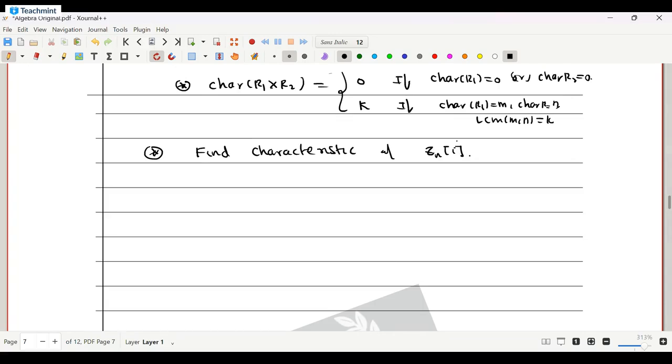Same, sir. Why? 1 belongs to Zn[i], right? So which implies the order of 1. What do the elements of Zn[i] look like? They are a plus b times i such that a and b belong to Zn. So 1 belongs to Zn[i]. What is the order of 1? Since a belongs to Zn, the order of 1 is n. Order of 1 is equal to n. Therefore, the characteristic of Zn[i] is equal to n.